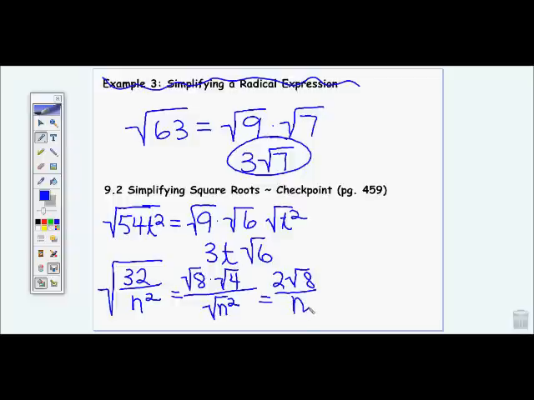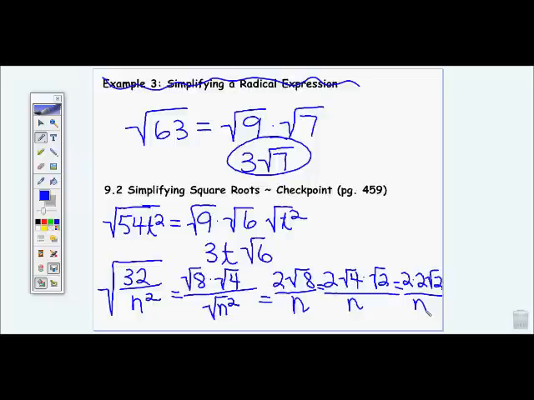However, I think I can go a little bit more there. Let's do 2 times the square root of 4 times the square root of 2. And we've already simplified that to n. The square root of 4 now is going to be 2. So I have 2 times 2 times the square root of 2 over n.